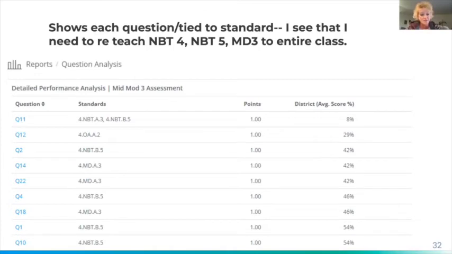So we can say, okay, we have these 12 kids that need to work on what would be question number 12. They need to work on OA A2, and we can target that standard with those specific kids. But again, obviously question 11, I need to reteach the whole class. All right, go ahead and go to the next one.